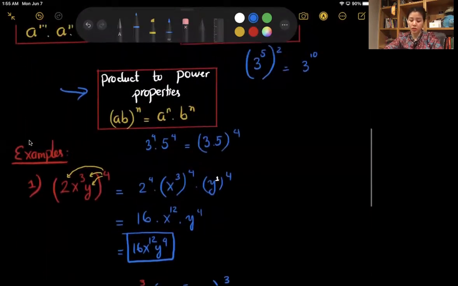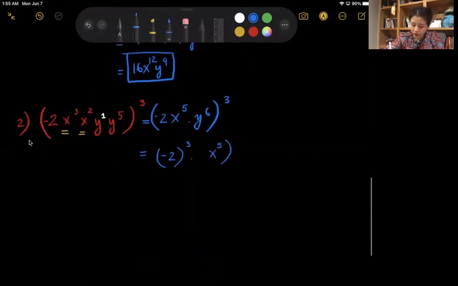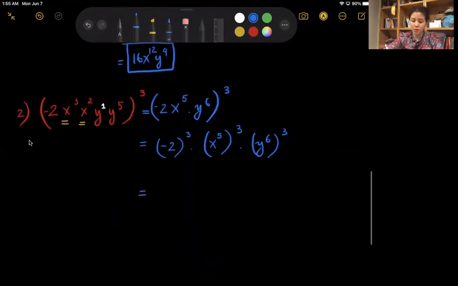Using the product to power property, a times b to the n equals a to the n times b to the n. Just distribute the power into each of those terms, right? So it equals -2 to the 3rd times x to the 5th to the 3rd times y to the 6th to the 3rd. Okay, and now let's simplify further.